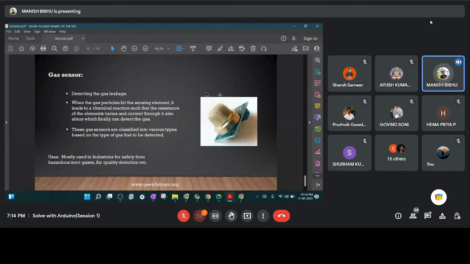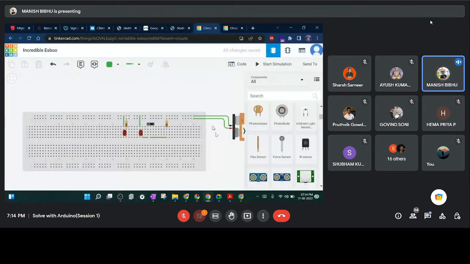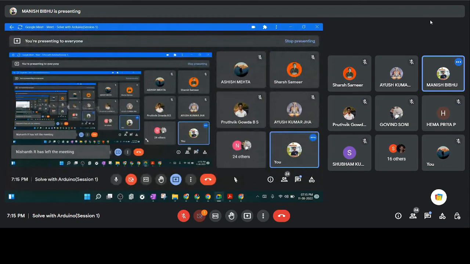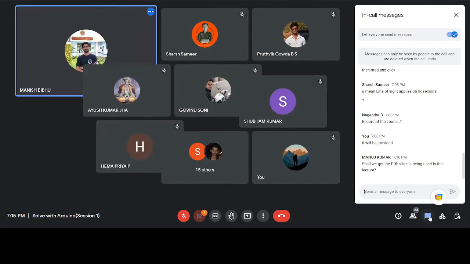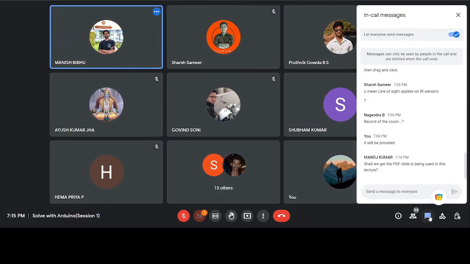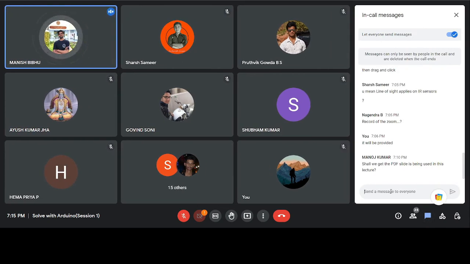Okay, so the sensor part is covered, and the practical implementation will be taken by Ankit Singh from 9 p.m. So if anyone has any doubt, please ask. If anyone wants more practical on Tinkercad, then I can show. Anyone have any doubt on Tinkercad?